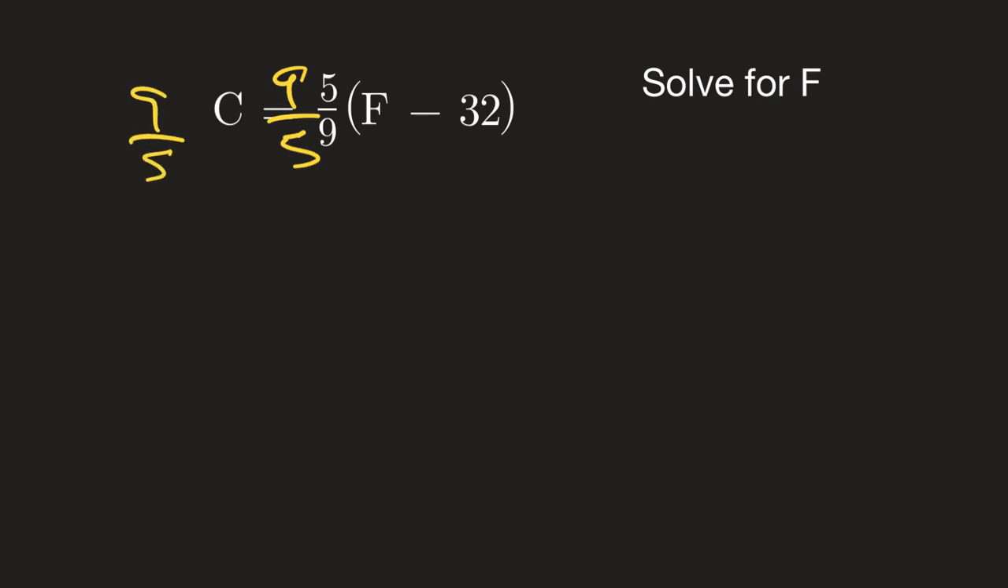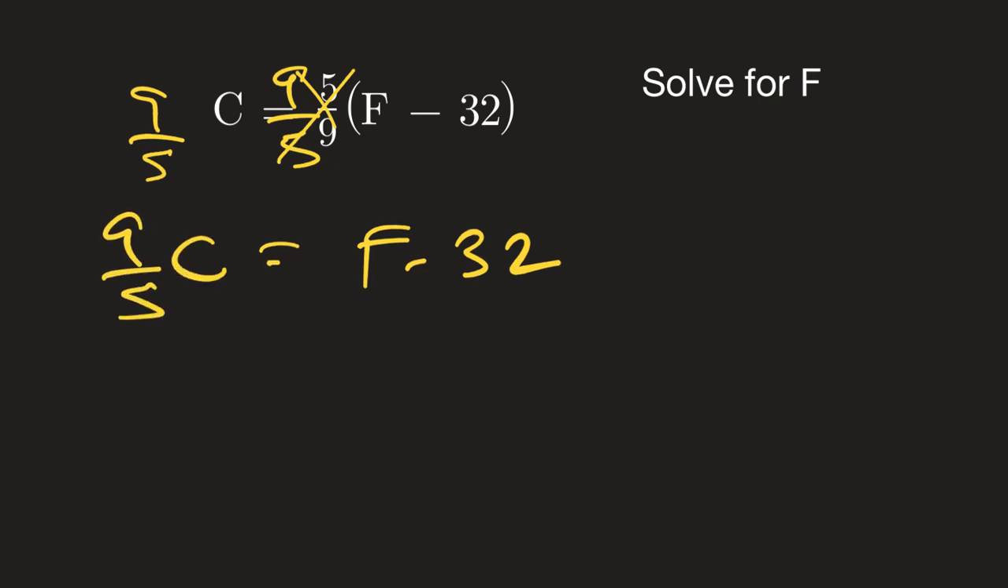I'm going to multiply both sides by 9/5. Okay? And so before I distribute with that 5/9, let's get rid of it. Let's just remove it. So 9/5 times 5/9, gone. You've got F minus 32 left. On the left side, you have 9/5 times C. So on the left, you have 9/5 C.